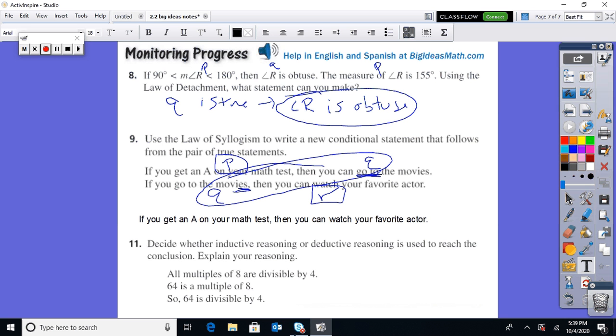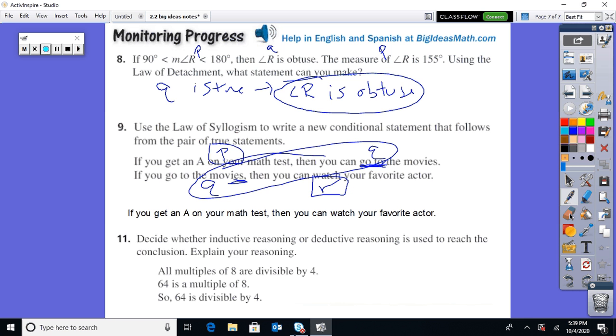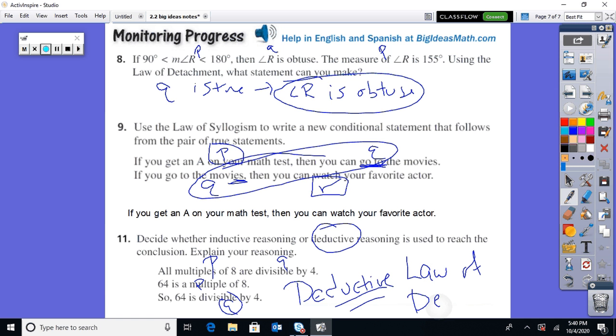And 11, decide whether inductive or deductive reasoning is used to reach a conclusion and explain why. In this one, all multiples of 8 are divisible by 4. 64 is a multiple of 8, so 64 is divisible by 4. So here's P, here's Q, then they're telling you that the P is true, so we're allowed to say the Q is true. That is deductive reasoning, and your reasoning, that's the law of detachment in a nutshell.